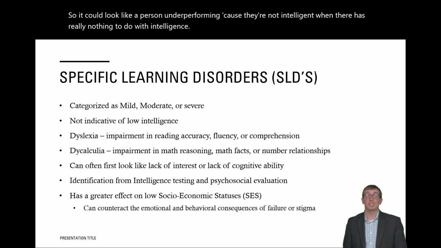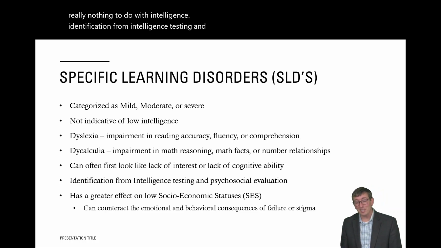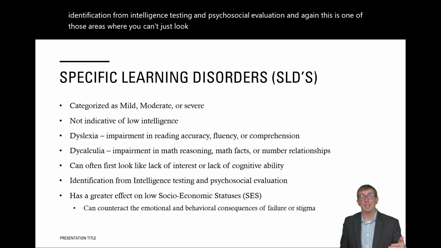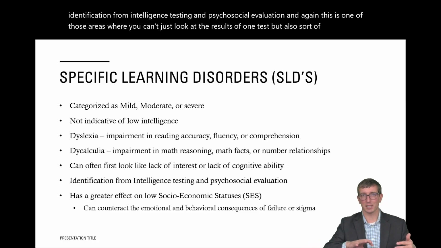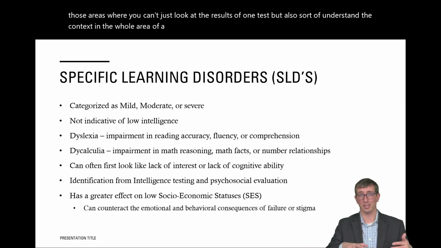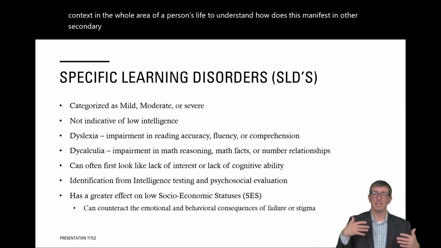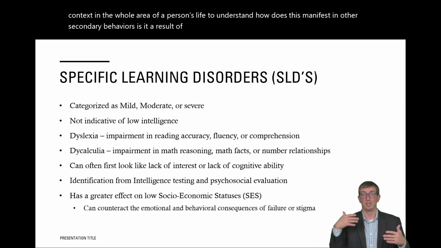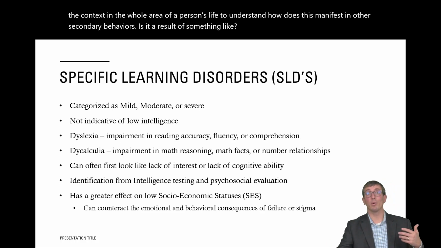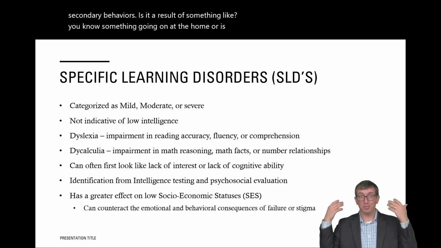Identification comes from intelligence testing and psychosocial evaluation. And again, this is one of those areas where you can't just look at the results of one test, but also understand the context of the whole area of a person's life, to understand how this manifests in other secondary behaviors. Is it a result of something going on at home, or is it just a cognitive processing thing?